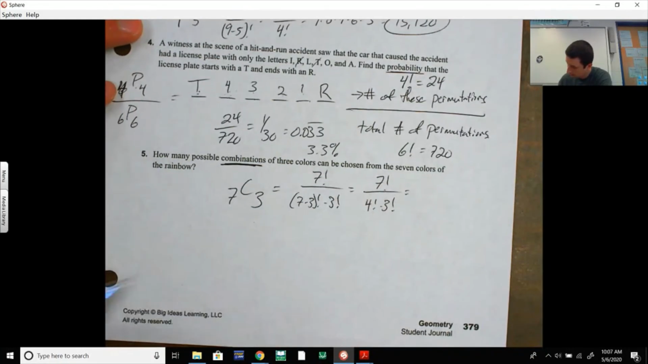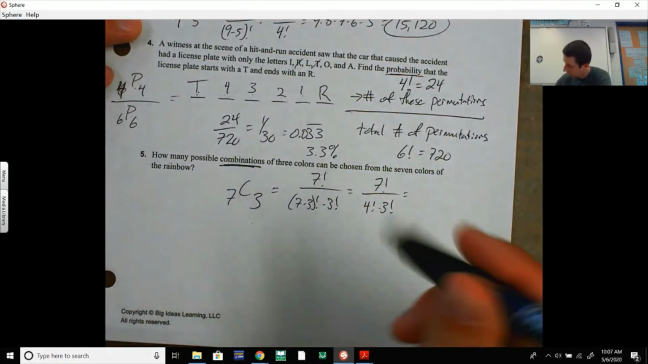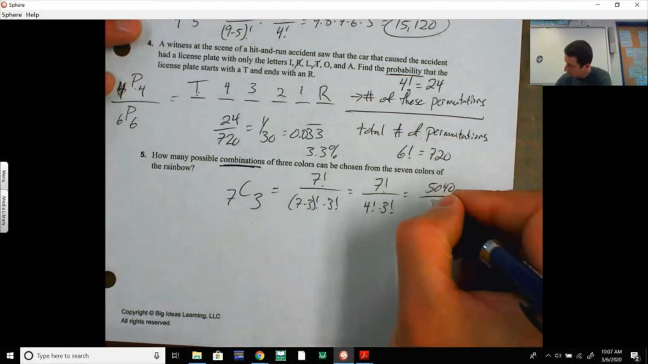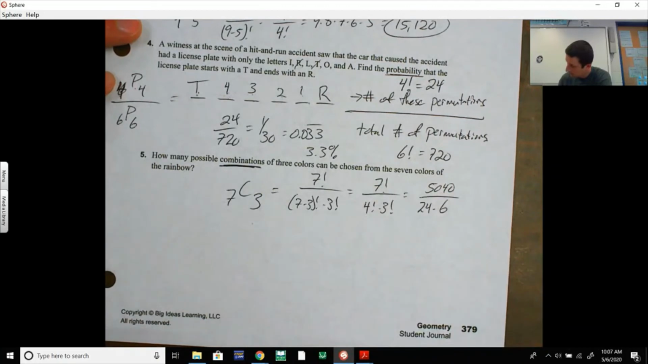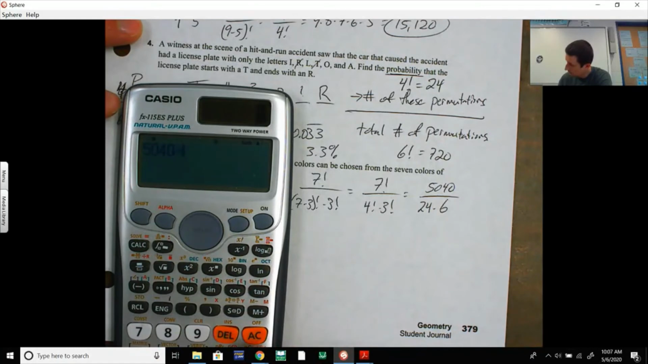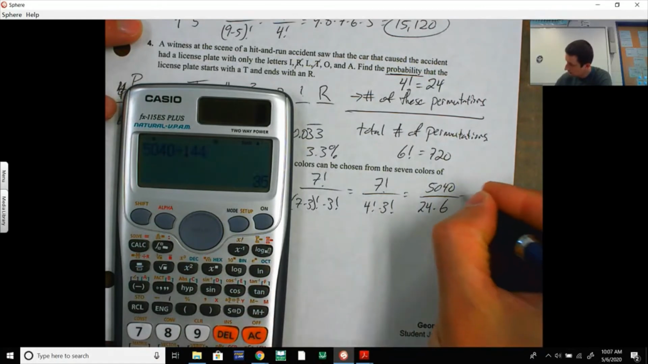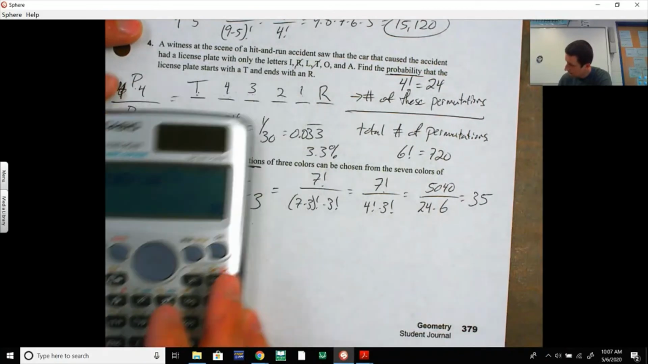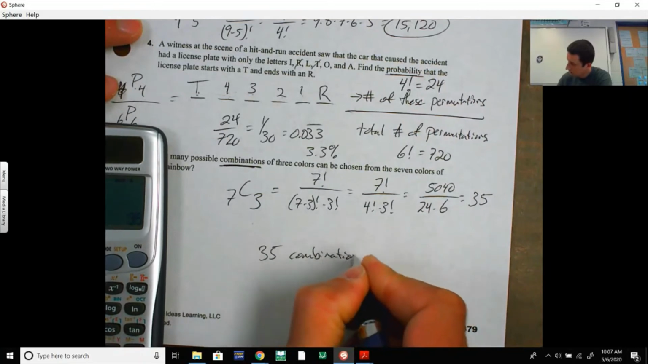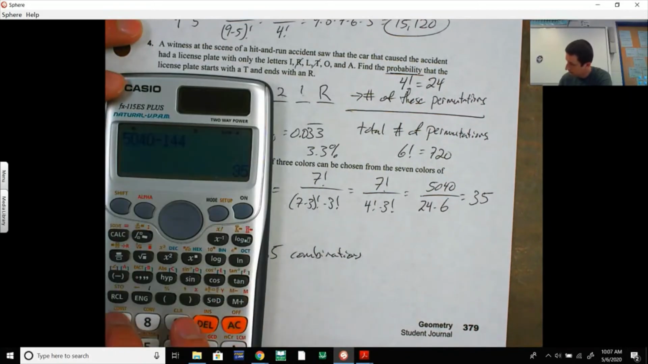7 factorial, we know, is 5,040. 4 factorial was 24, times 6 is 144. So 5,040 divided by 144, and you get 35. So we have 35 combinations. Again, we can do 7 choose 3, and you get 35 that way as well.